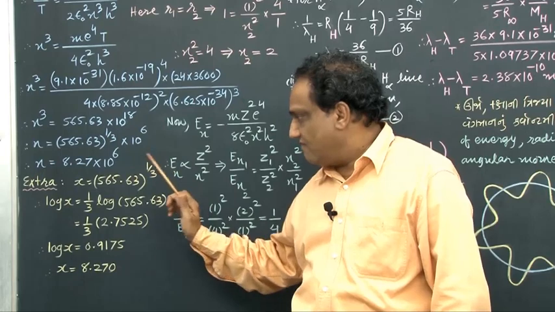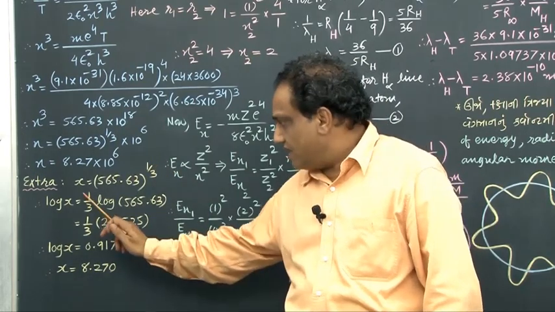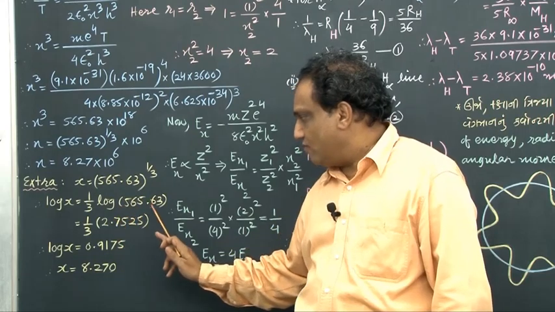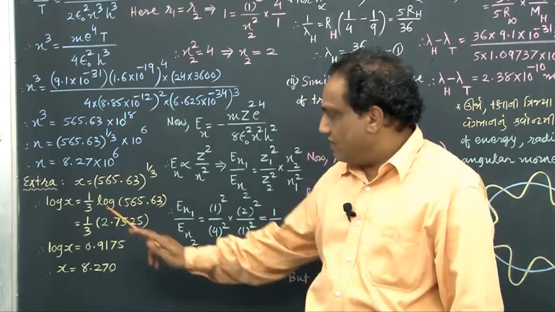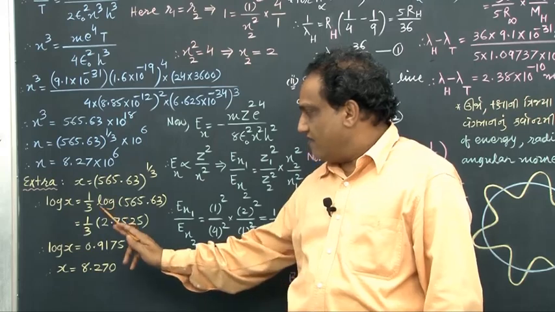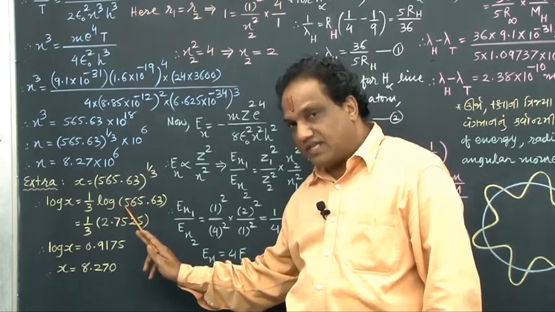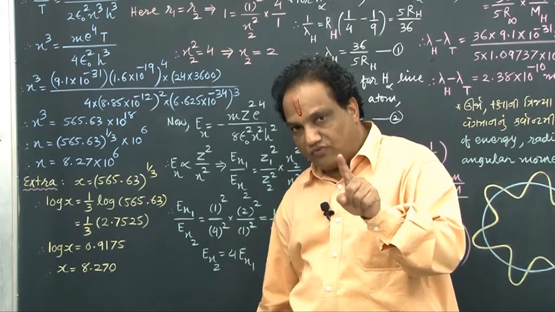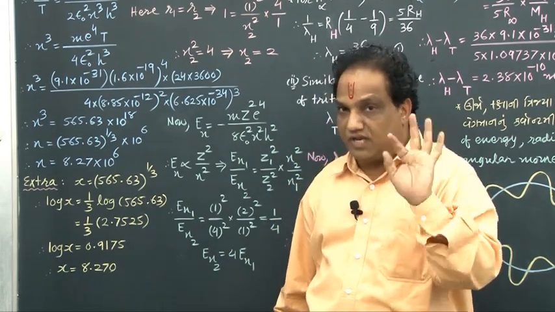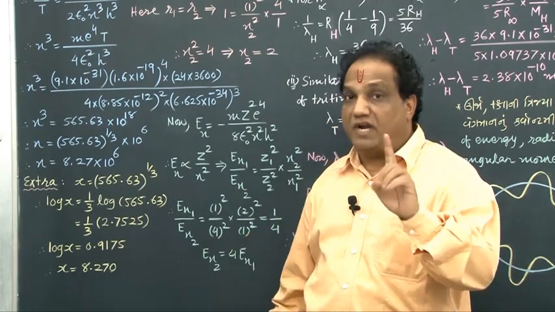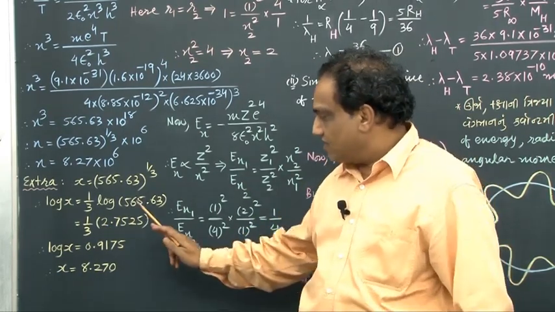So this power will become multiplier 1 by 3 into log of this part, log of 565.63. And now 1 by 3 as it is. If you find out the characteristic for this figure, 1, 2, 3 digits are there before the decimal point. Out of 3 you are supposed to subtract 1, 3 minus 1, that is 2. So the characteristic is 2. What about the mantissa?